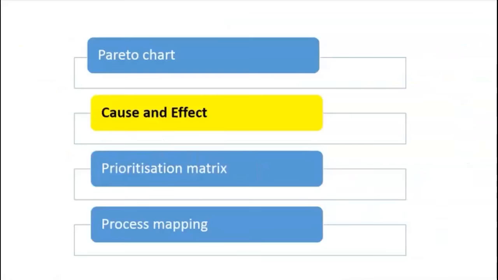And I'm just going to pass over now to Kirsty for the next tool that we're talking about, which is cause and effect. Thanks, Marie. So you can see the rest of the topics that we're going to cover. We're going to look at cause and effect now.